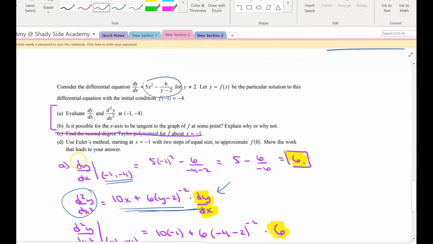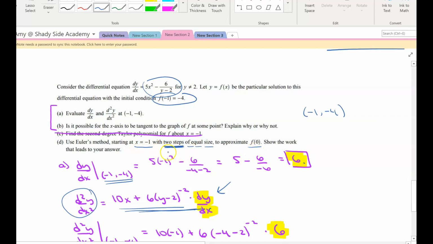All right, now we're on to part D, the Euler's method. So it says here, use Euler's method starting at x equals -1, and at x equals -1 we'd have that point, right? x equals -1, y equals -4, with 2 steps of equal size to approximate f of 0. This is an interesting phrasing, right? So they're telling you they want you to use Euler's method twice, right? 2 steps of equal size. That's what it means there. 2 steps of equal size to get me from x equals -1 to x equals 0.